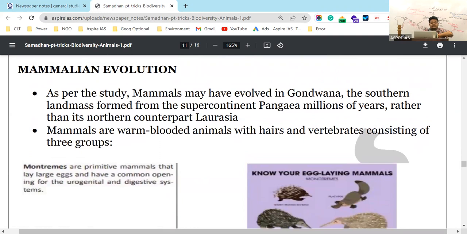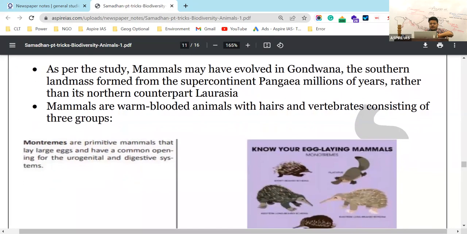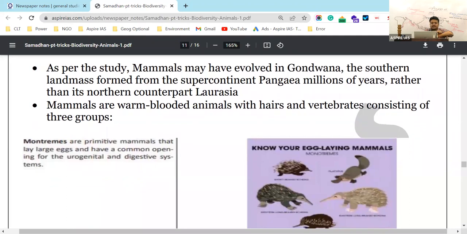Then mammalian evolution. So mammals are of various types. In Australia, the mammals are known as marsupials, jinka pouch bahar hota hai. Kangaroo, wallaby, platypus, all are marsupials. And marsupials are only within Australia, with the pouch outside the body. As per the study, mammals may have evolved in Gondwana, the southern landmass formed from the supercontinent Pangaea, millions of years ago, rather than its northern counterpart, Laurasia.